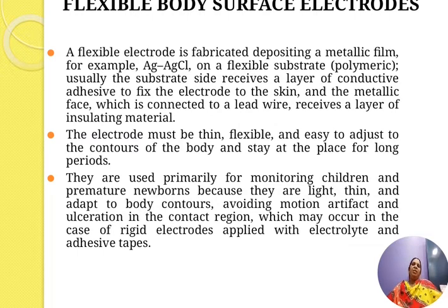Then comes your flexible body surface electrodes. A flexible electrode is fabricated by depositing a metallic film, for example silver or silver chloride, on a flexible substrate, which is polymeric.